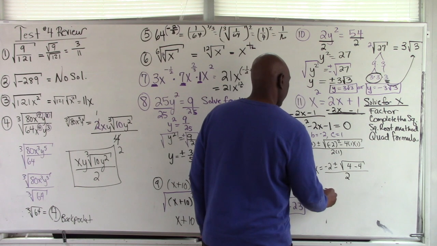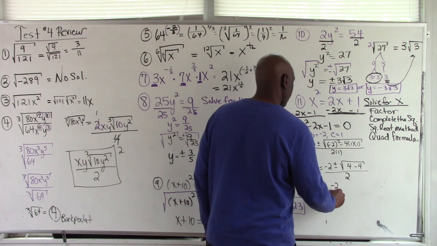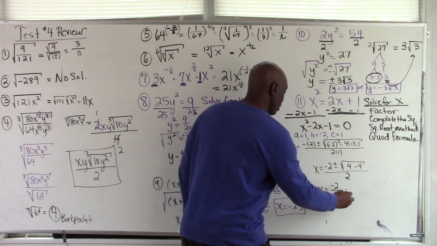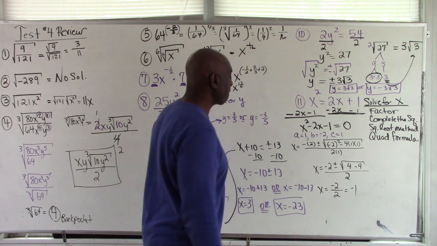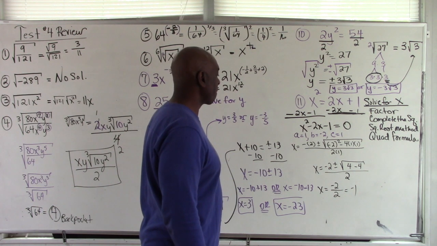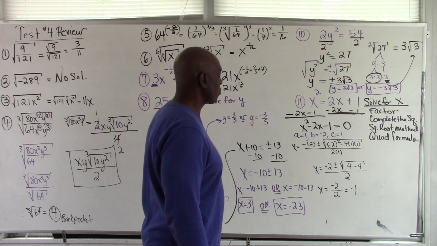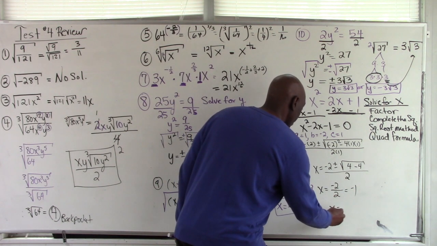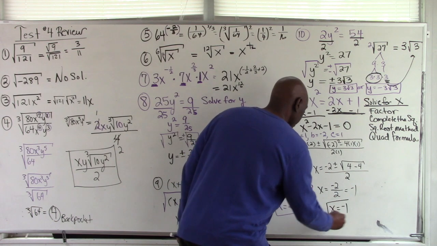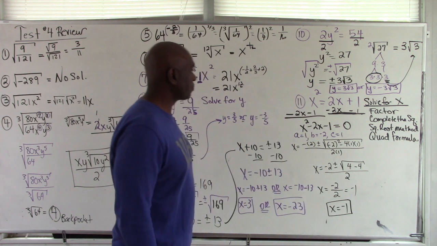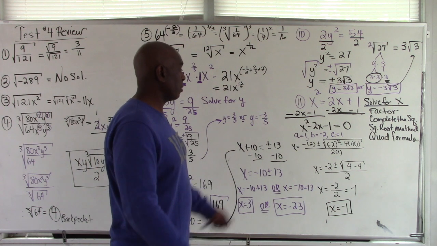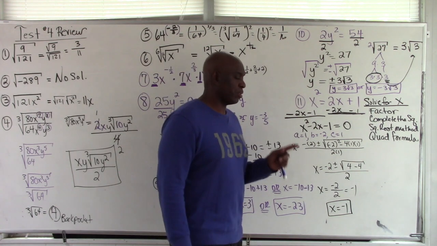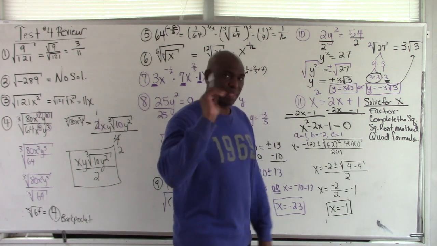So x now is going to equal -2. Well, that goes to 0. -2 over 2, which is -1. And so x equals -1. And there we go. That's it. Oh, wait, no, that's not it. That's not it. That is not it.